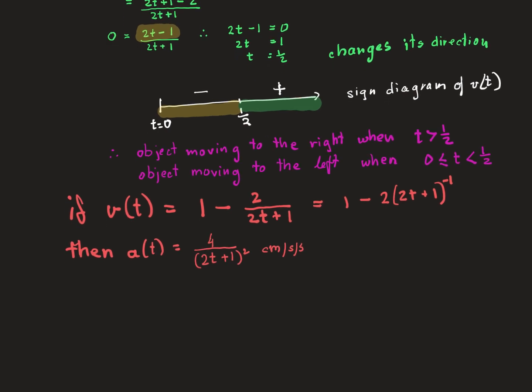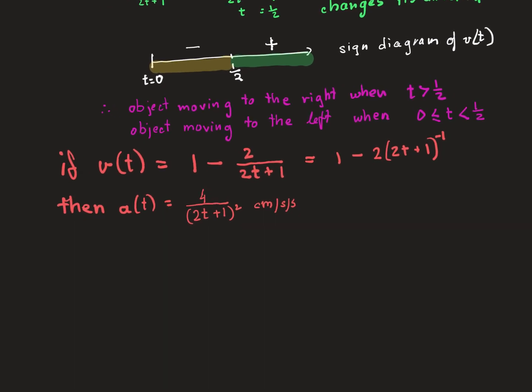To find out whether the acceleration is positive or negative, we will need to draw the sign diagram for this. And the sign diagram will start with time equal to 0. And because the t is in the denominator over here, this function will always be positive.